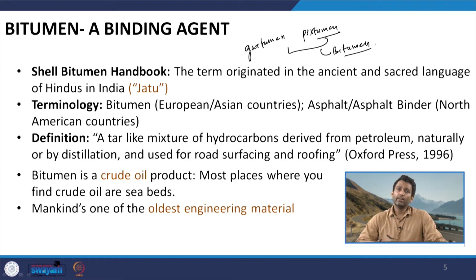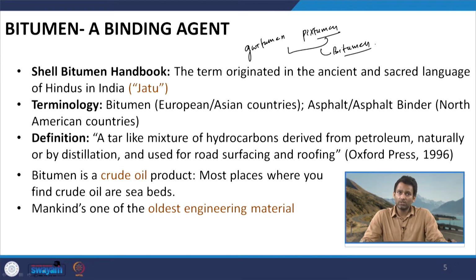If we try to find the definition of bitumen, we will see that there is no particular or universal definition of bitumen which is available. Different reports, different agencies, different dictionaries have defined bitumen in their own comfortable way. One example is the definition given by Oxford Press 1996, which states that bitumen is a tar-like mixture of hydrocarbons which is derived from petroleum naturally or by distillation and used for road surfacing and roofing.